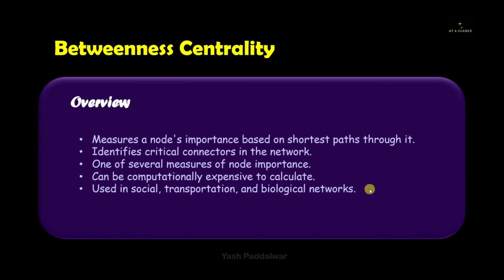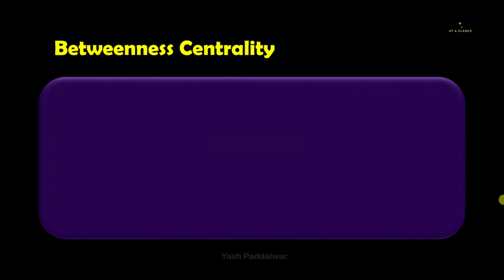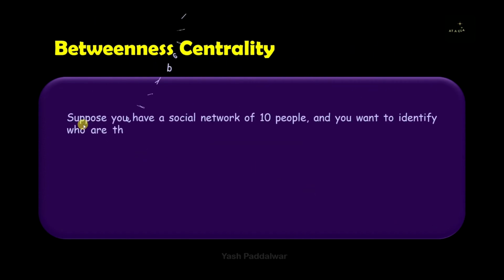Now this measure of betweenness centrality is useful in social networks, transportation networks as well as in biological networks. By calculating the betweenness centrality, we can come to know which particular node is acting as a communication medium between several nodes present in the network. Hence, this is a very important concept.